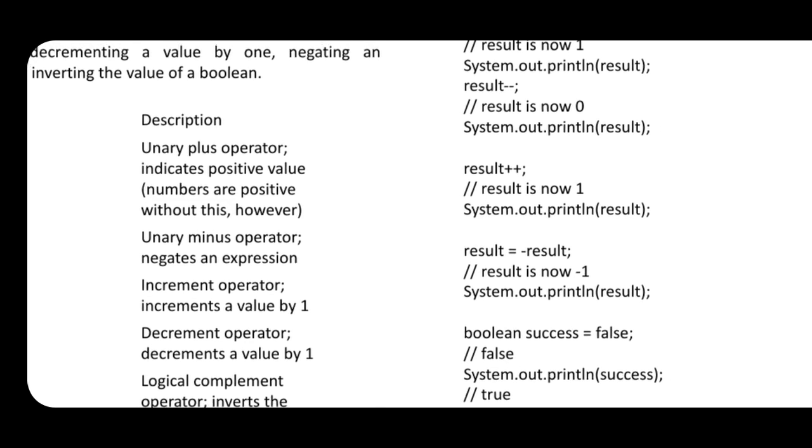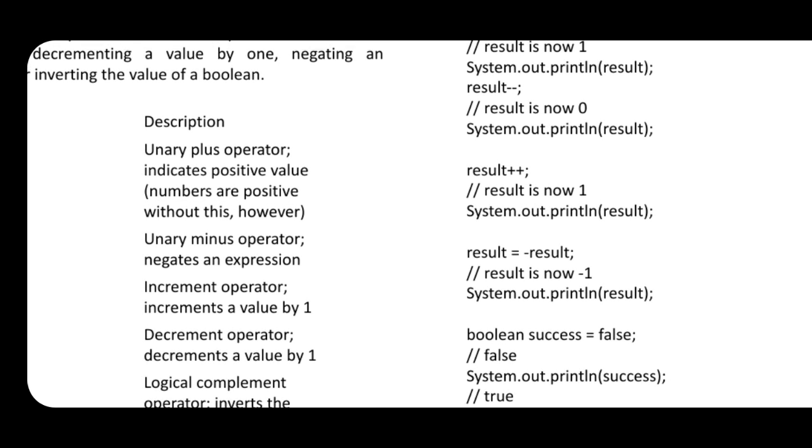Then what is it going to say? Result is equals to minus result. Minus is unary minus. Whatever the positive values or positive variable values there are, all those values will be negated to minus. So result is having 1, so minus 1 will be displayed for you.